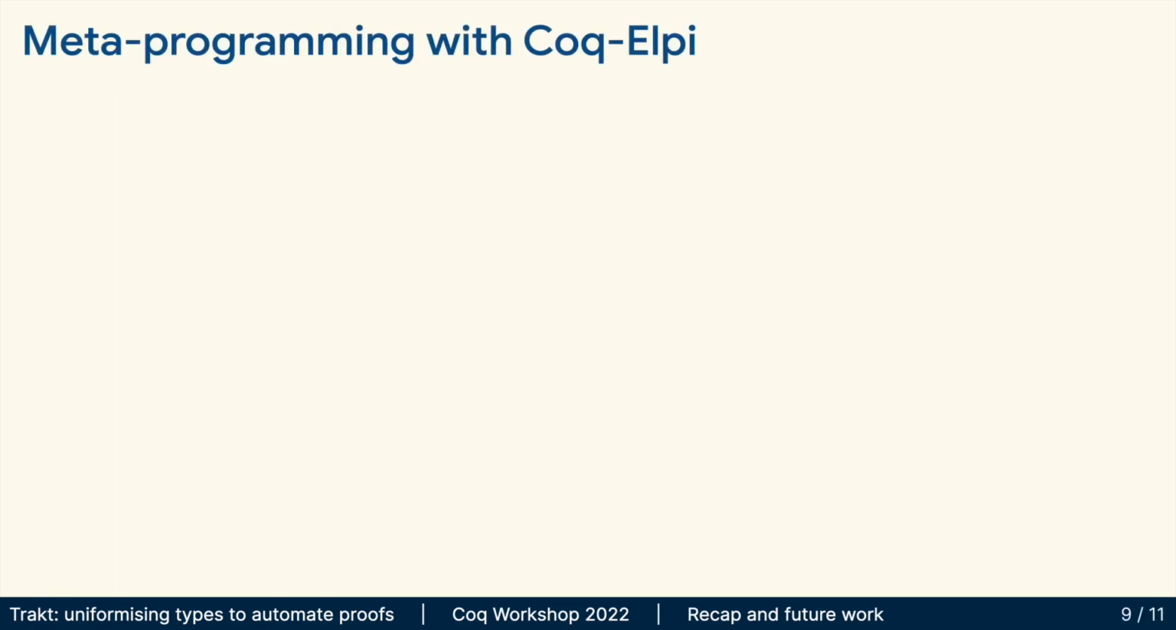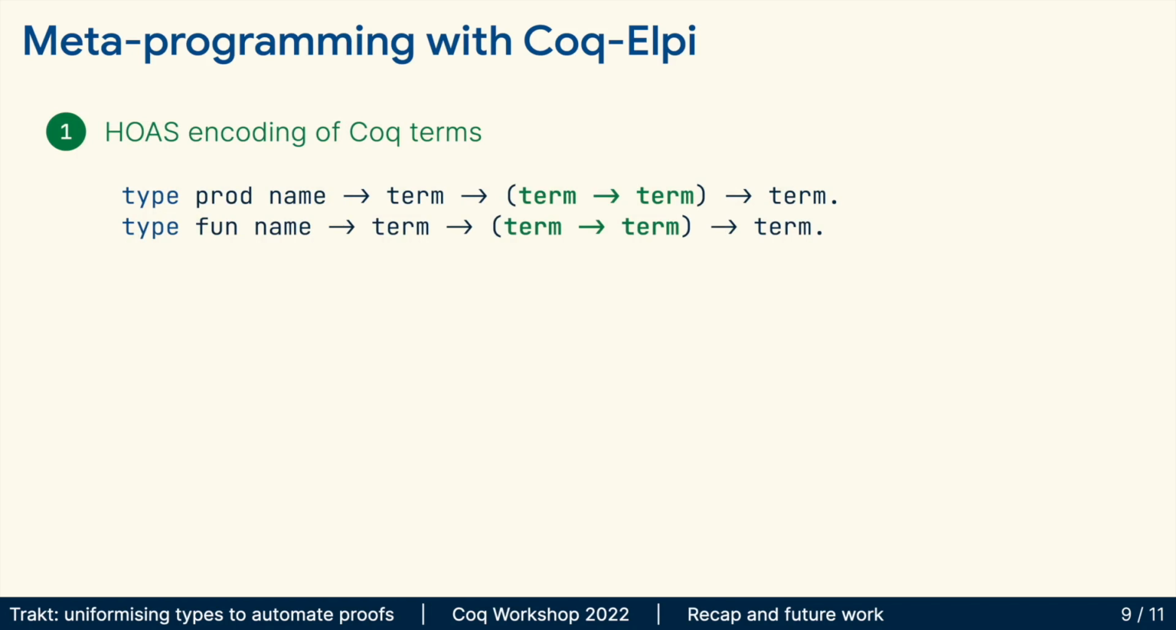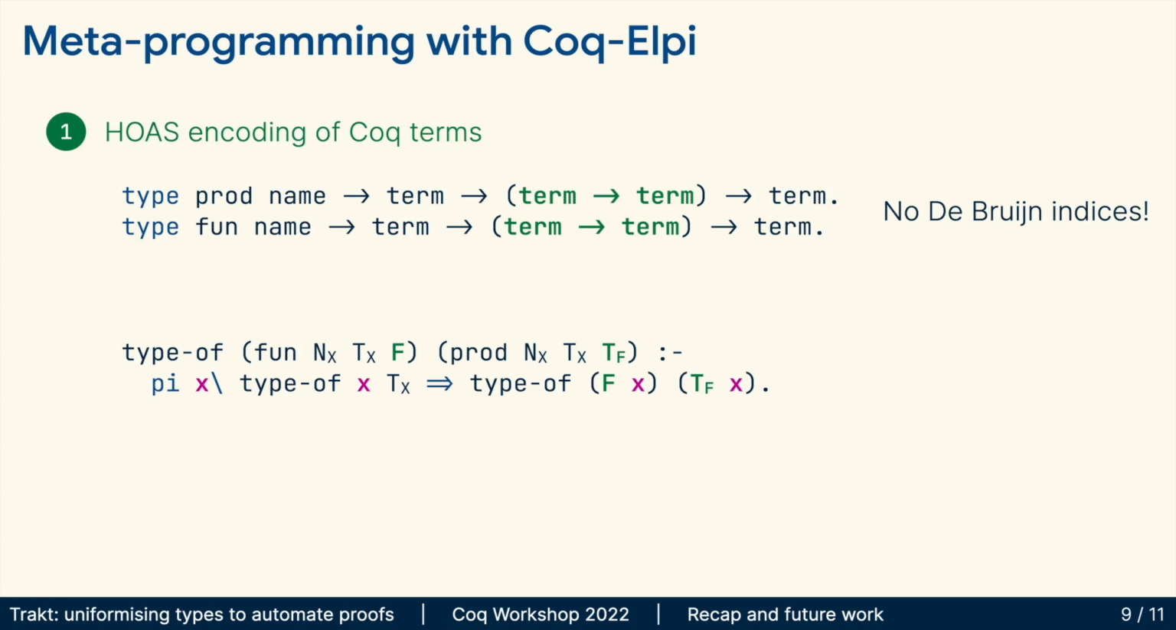A bit of feedback about metaprogramming with CoqLP. So the first advantage was the HOAS encoding of Coq terms, meaning both quantifiers and abstractions are represented with meta functions. We have no De Bruijn indices. Here's an example of a type checker of Coq terms. To type check the abstraction, you will introduce a locally bound variable called x, and it's a universal constant, meaning we don't have to add it to a var map. Everything x is bound everywhere and doesn't escape the scope.